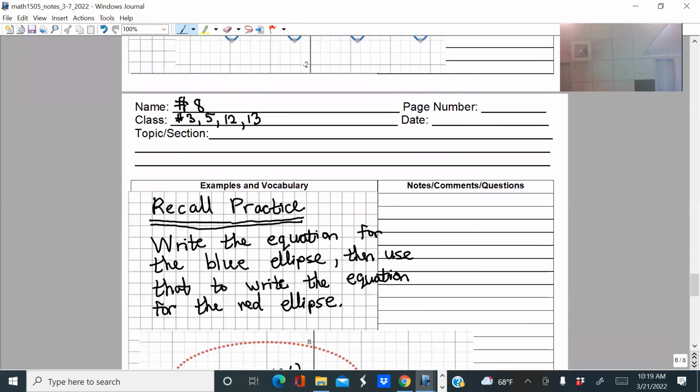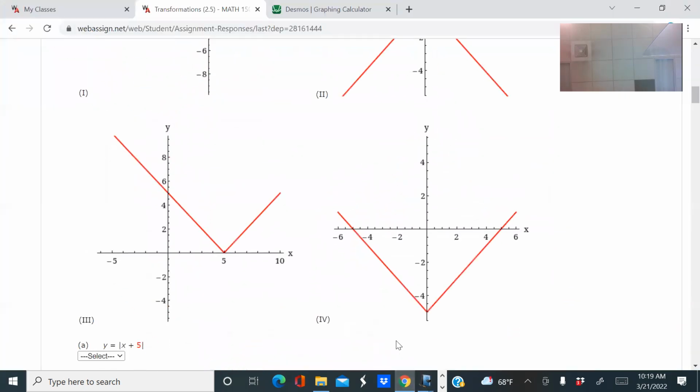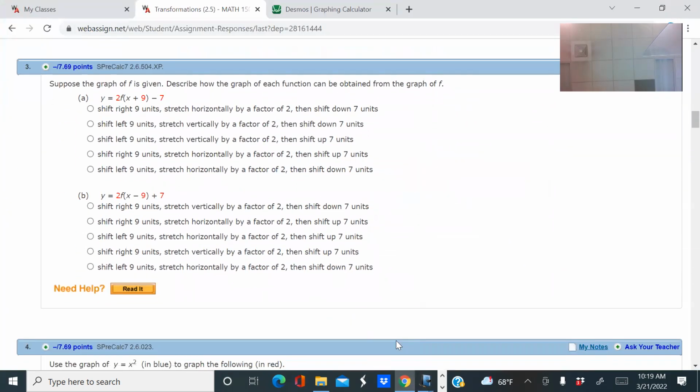All right, so 3, 5, and 12, and 13. Remember that for me. Okay, so let's look at that. Let's look at problem number 3.